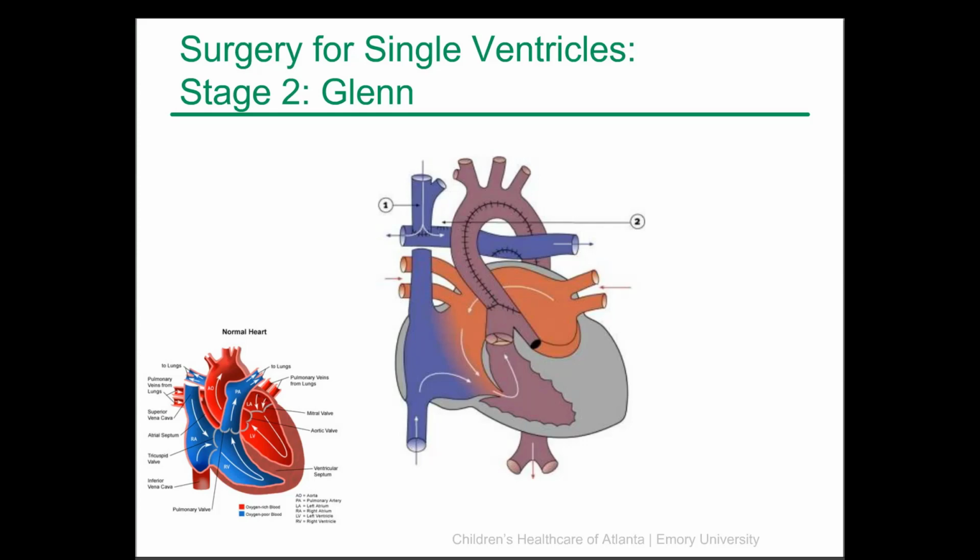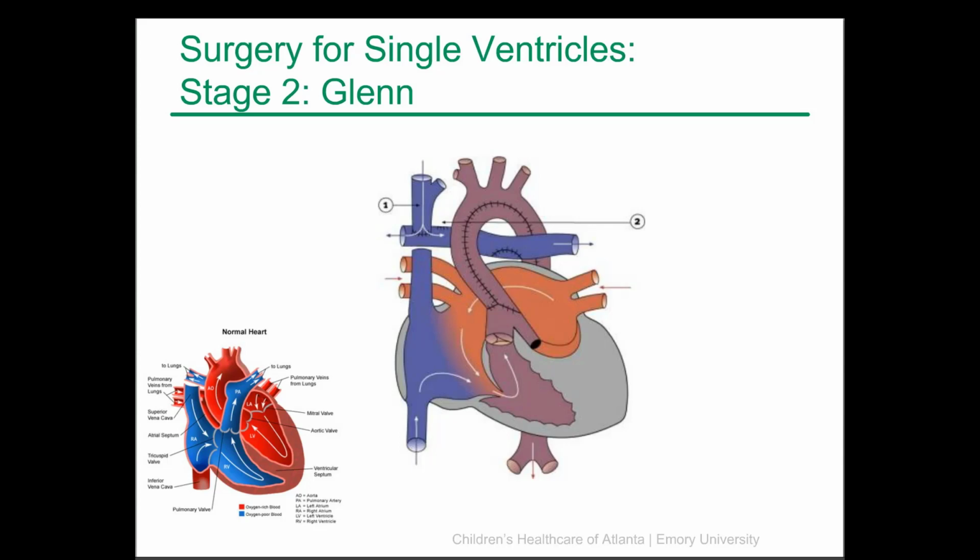So after the Glenn stage, kids' saturations are usually about 80 to 90%. Kids aren't necessarily active a whole lot, and you're still having a lot of your blood flow go to your head. So there's not as much going to your legs. That's why our sats can still actually be getting better than they were after the Norwood.